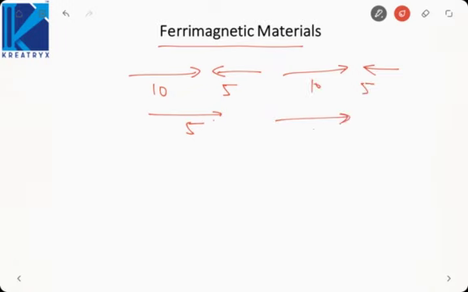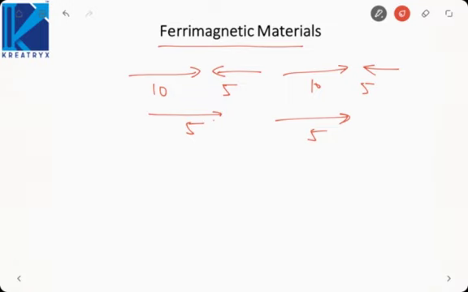So it means adjacent dipoles are oriented in opposite directions, but the magnitudes of the two dipoles are not the same. That is why it leads to a net magnetization, but this net magnetization is generally smaller as compared to the ferromagnetic material. In ferrimagnetic, the magnetization is smaller because adjacent dipoles are oriented in opposite directions. They are not oriented in the same direction.